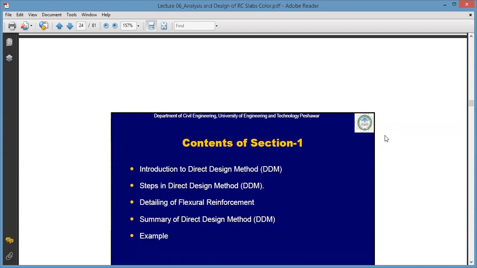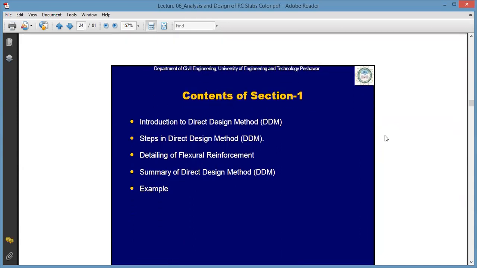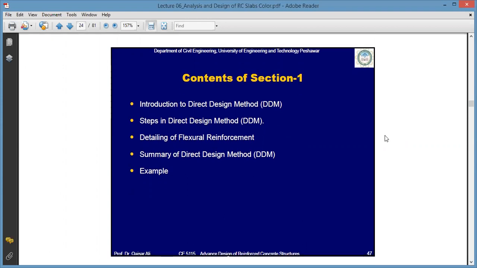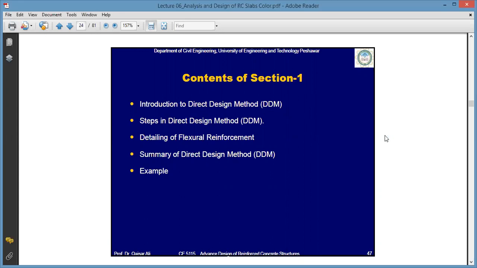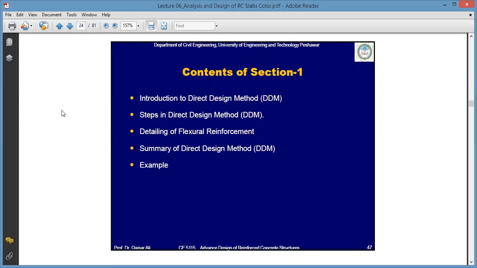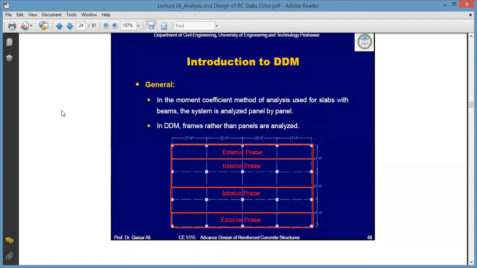Previously, we discussed a method for two-way slab having beams, and the name was the moment coefficient method. If you want to know about the moment coefficient method, you have to go to Dr. Kasrali's website and see the level 2 lectures, and there you will get the moment coefficient method. If still someone is not getting it from there, then contact me. I will send you. In today's lecture, we will discuss the direct design method.